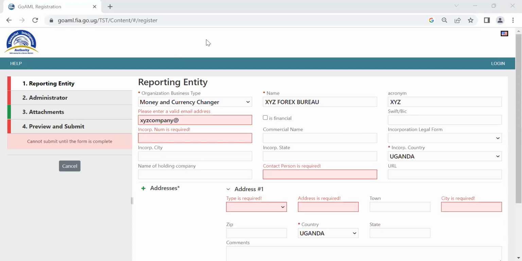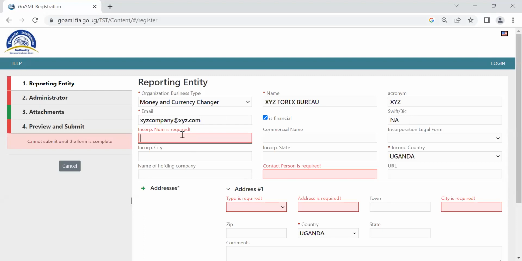Okay, all right, so this is the email. XYZ, that's the email. Please don't copy what I'm putting in, put actual information for your institution, okay? So we can leave it as financial, and tick is financial. Then the SWIFT, these are for banks. So here you can say not applicable, NA. For this one, you can copy what I've done, not applicable.